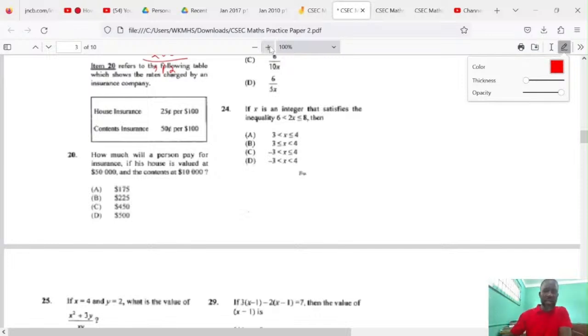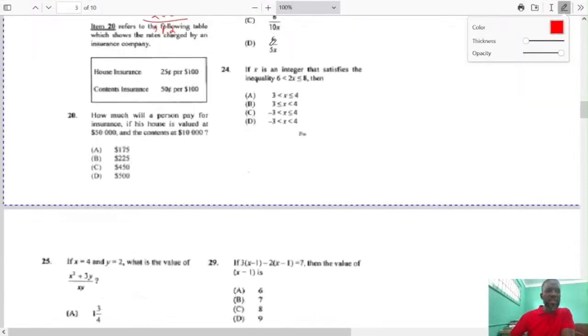So we're going to be looking at number 20. It says, how much will a person pay for an insurance, referring back to item 20. It says item 20 refers to the following table which shows the rates charged by an insurance company. House insurance is 25 cents per $100. Content insurance is 50 cents per $100. How much will a person pay for insurance if his house is valued at 50,000 and its contents at 10,000?